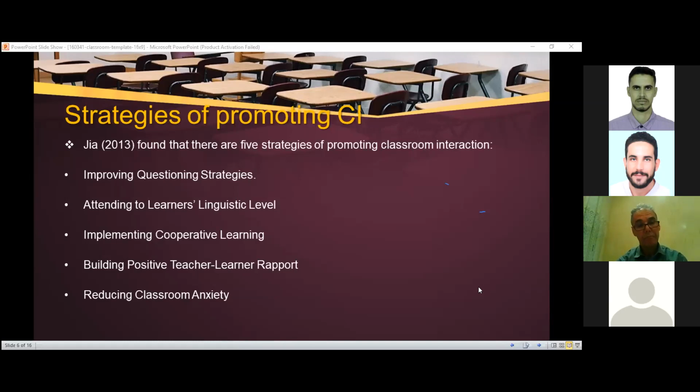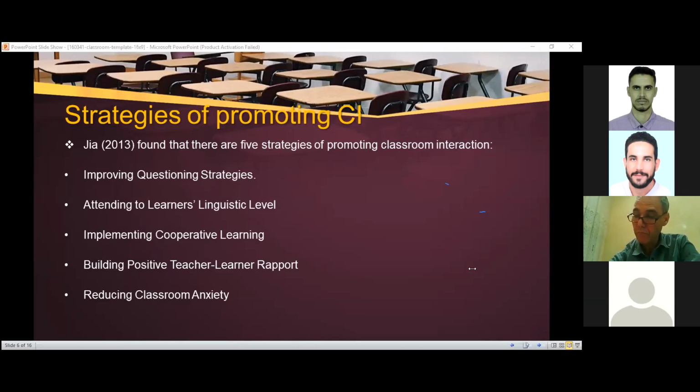Another strategy, attending to learners' linguistic level. The activities should offer different language levels to different learners. The material used reflects the unique needs of those learners at the level they have reached. Implementing cooperative learning refers to working cooperatively, which can help the development of learners' social skills. It alludes to the fact that every member of the group is included and differences among group members are resolved by the group members themselves.